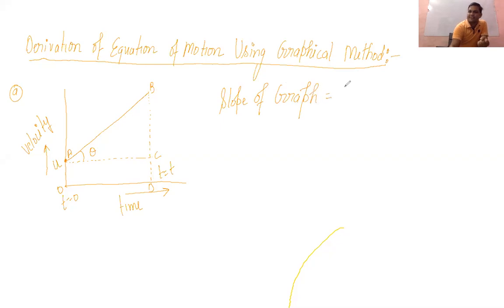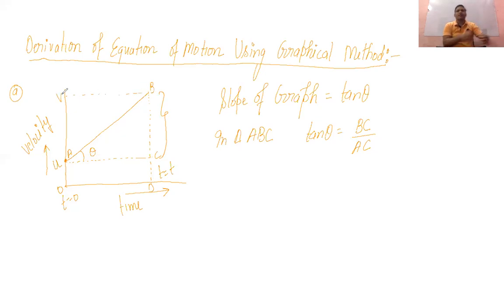Slope of graph is basically tan theta. So we can see in triangle ABC, tan theta is equal to perpendicular, that is BC upon AC. And what is this perpendicular going to be? Because at time t you achieve the velocity v. At time t, we have achieved the velocity v. So this BC part is going to be v minus u.